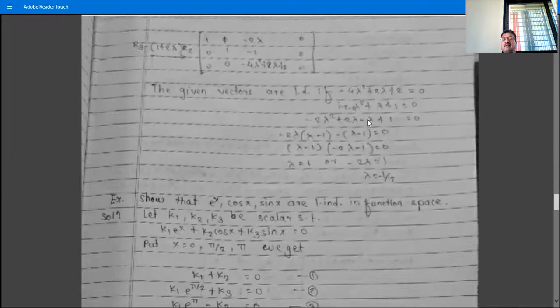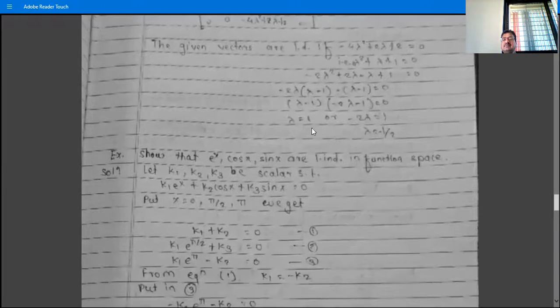And what is the factorization? Minus 2 lambda minus 1 lambda, because 2 lambda minus 1 lambda is lambda, and the multiplication is minus 2. So after simplification, lambda is 1 and lambda is minus half. So these are the values of lambda.